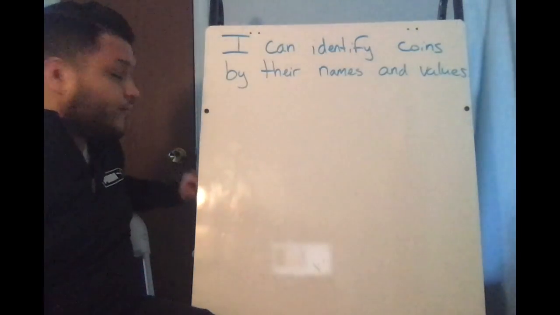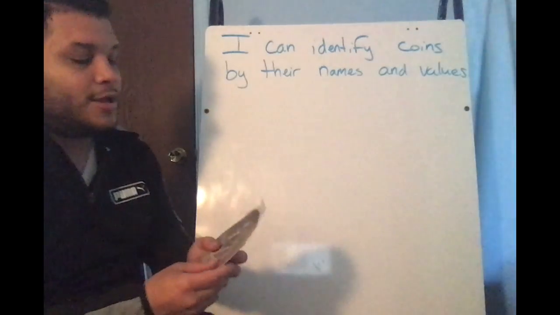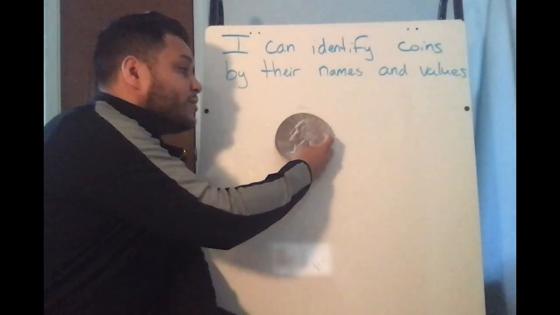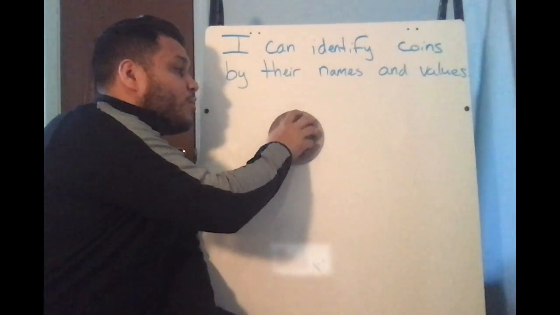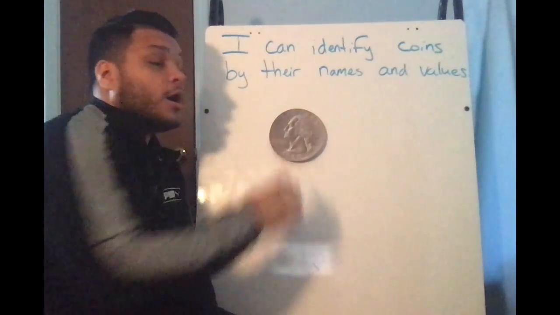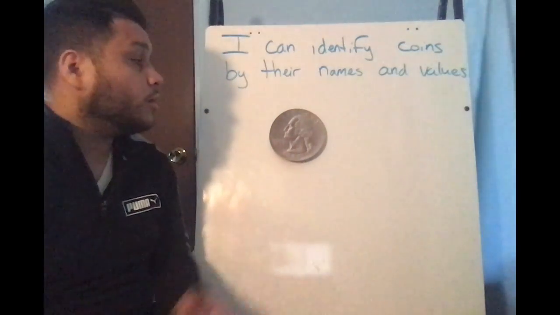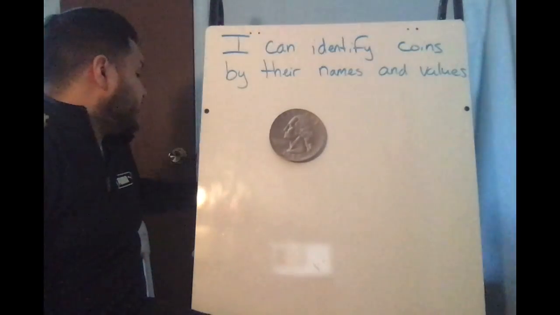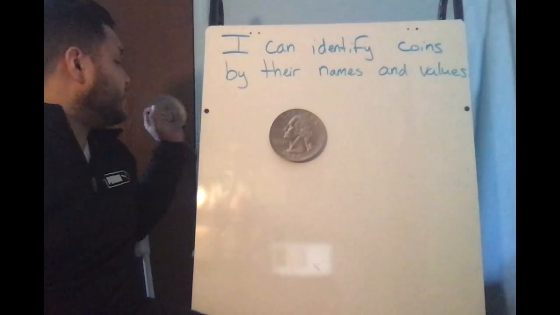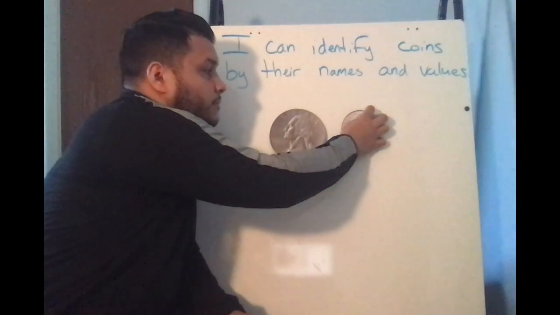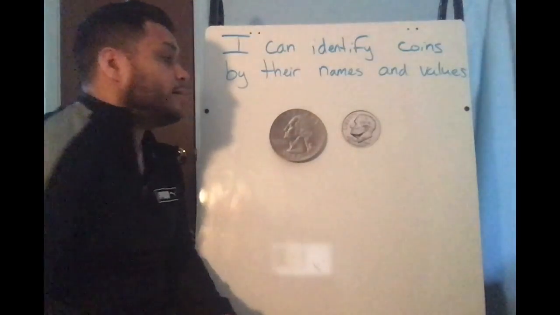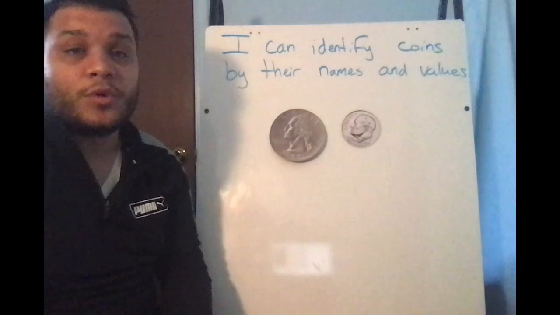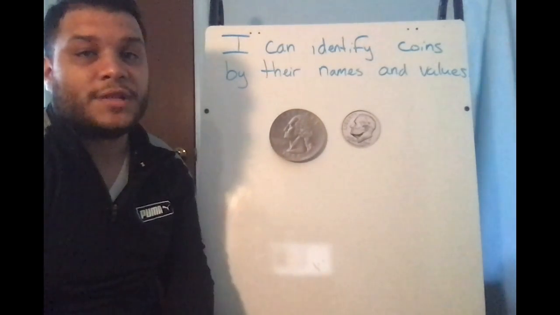So our first coin, which is our first president, is George Washington. We call this coin a quarter. A quarter is worth 25 cents. Our next coin that I'm going to be introducing is our dime. Our president who is here is Franklin D. Roosevelt, or as we like to call him, FDR.